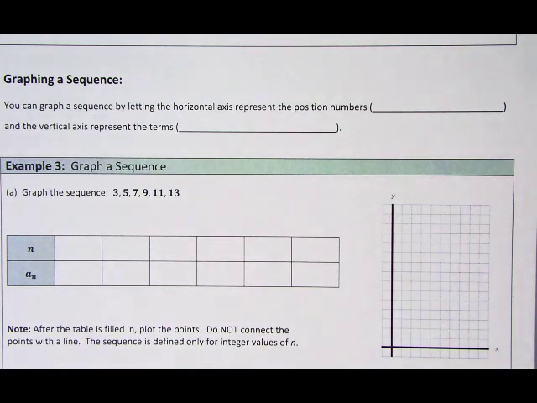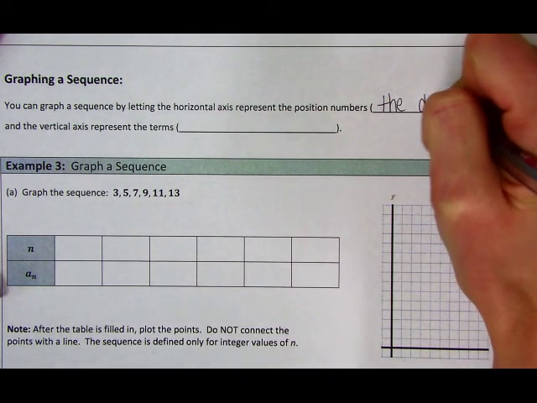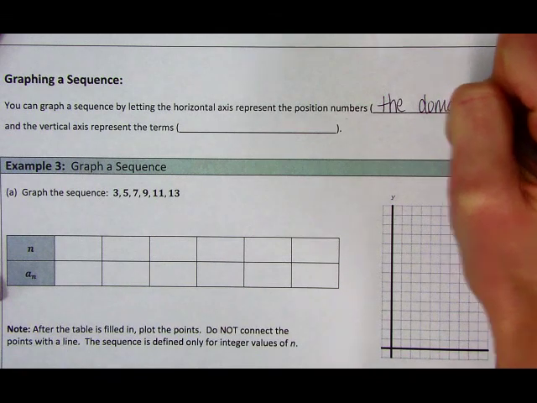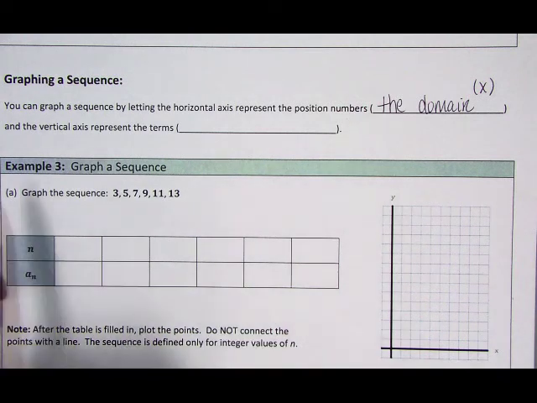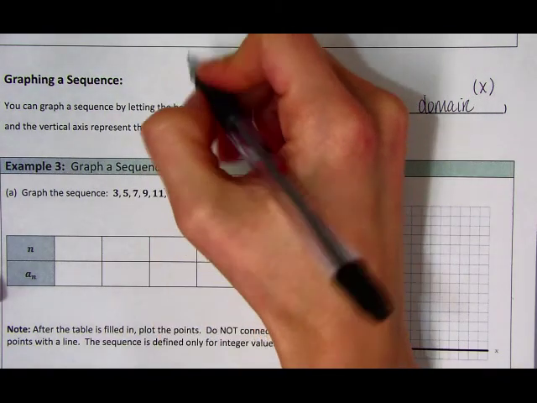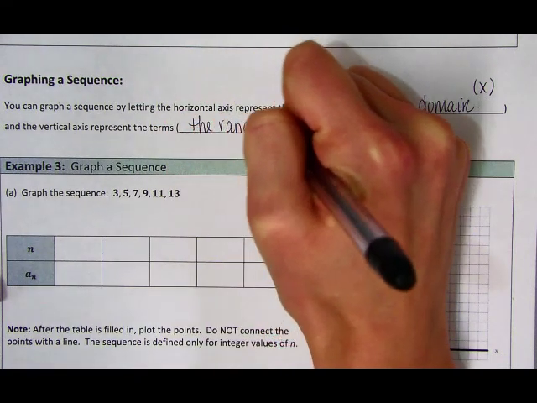For this next video, we're going to talk about graphing a sequence. You can graph a sequence by letting the horizontal axis, if you remember, your x-axis, represent the position numbers. So this is going to be considered your domain, which we all know is our x. And your vertical axis, obviously that's your y-axis, is your range. You know that to be your y.